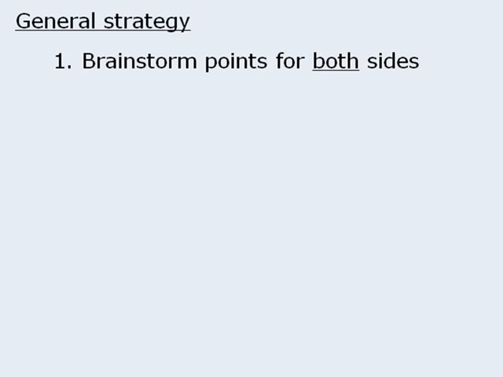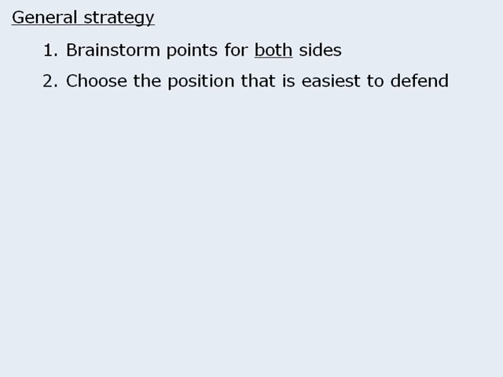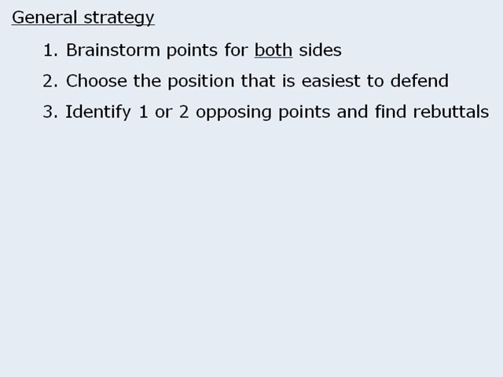Now once you have listed points for each side of the issue, your next step is to choose the position that you feel is easiest to defend. Next, identify 1 or 2 opposing points and find rebuttals for these points. You're going to use this to demonstrate that you have considered both sides of the issue.